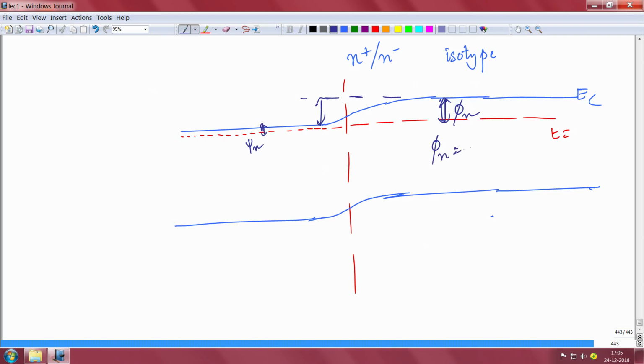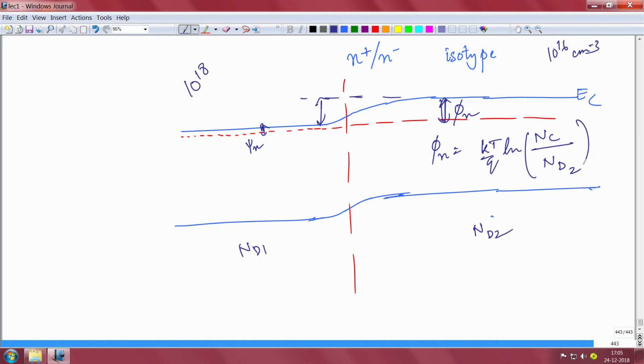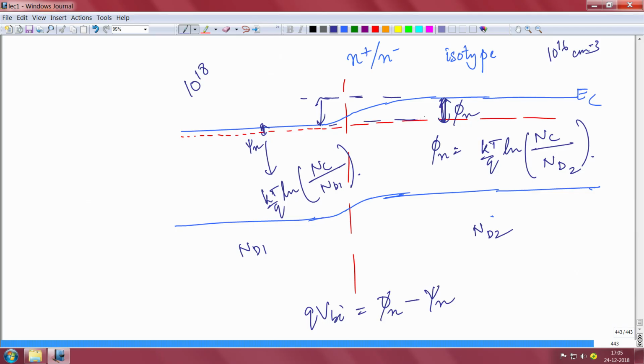This quantity, if I call it phi n, and this small quantity if I call it, say, psi n, you see my point, right? This minus this is the built-in potential. So phi n is nothing but kT by q ln of NC divided by ND2, and this is ND1, both are N type doped, no. One is suppose 10 to the power 18, one is suppose 10 to the power 16 per centimeter cube, okay. Similarly, psi n will be equal to kT by q ln of NC by ND1. So the built-in potential is equal to phi n minus psi n. You see my point, right? This minus this quantity will give you the built-in potential.